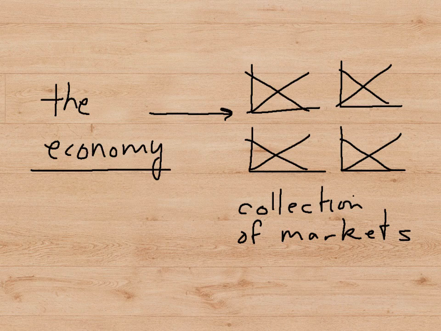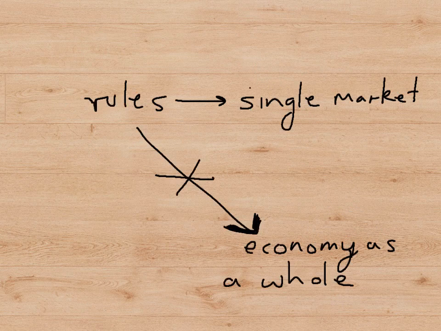This is only partially true. It's true that the economy does consist of a collection of markets. But there's a lot more besides when we look at the whole economy. The rules that we apply to the behavior and analysis of a single market cannot necessarily be applied to the economy as a whole.